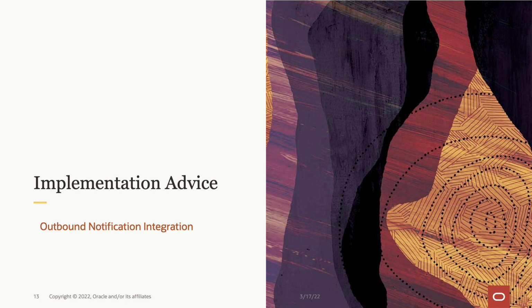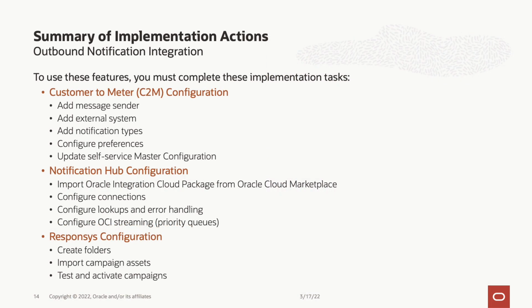In this implementation advice section, we will go through what you need to consider before enabling these features in your business and what you need to know to set them up. To use these features, you must complete these implementation tasks. Within C2M, you'll add a message sender, add external system, add notification types, configure preferences, and update self-service master configuration. Notification Hub configuration includes importing an Oracle Integration Cloud package from the Oracle Cloud Marketplace, configuring connections, configuring lookups and error handling, and configuring OCI streaming or priority queues.